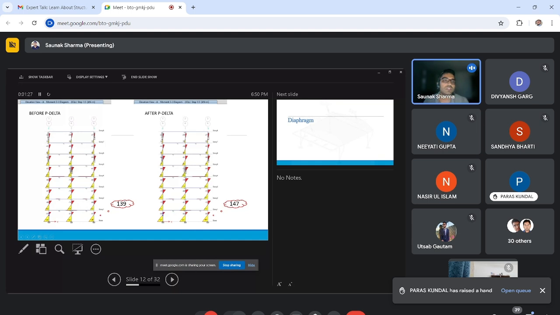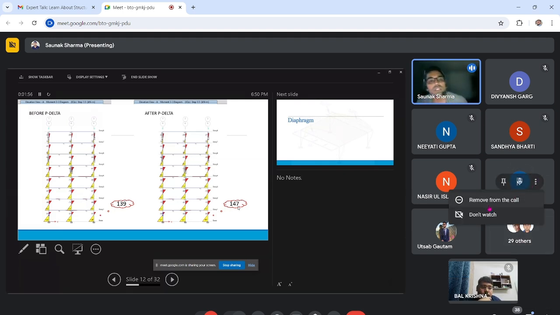Now if we see the forces here, before P delta, for the same building, we get a moment of 139 kilonewton meter here, but after P delta the force increases to 147. So there is a significant difference, even though it is a symmetric building and not too high rise. We are getting some more moment, but for high-rise and tall buildings, it will give a significant difference. So we have to always consider P delta analysis during design.